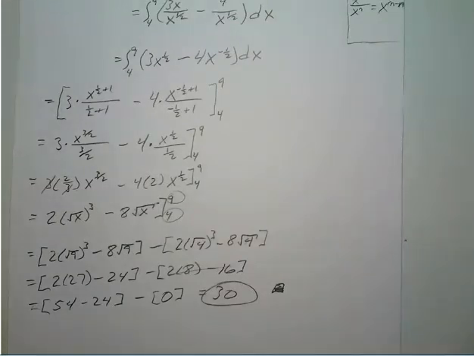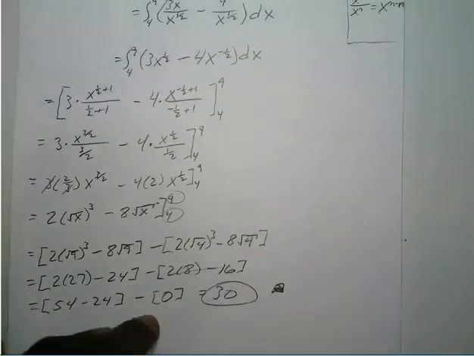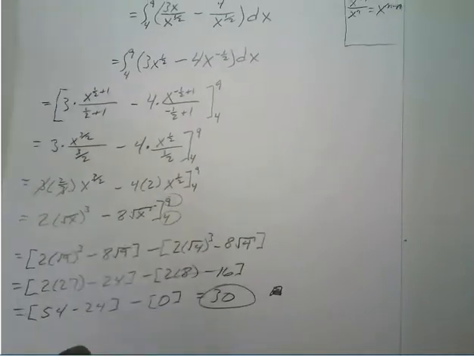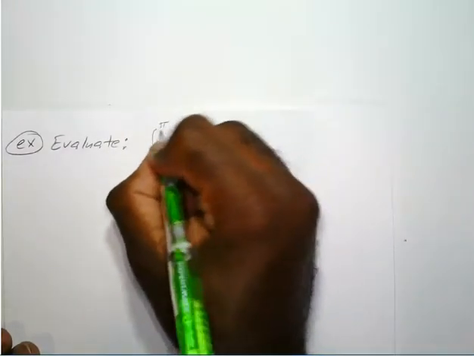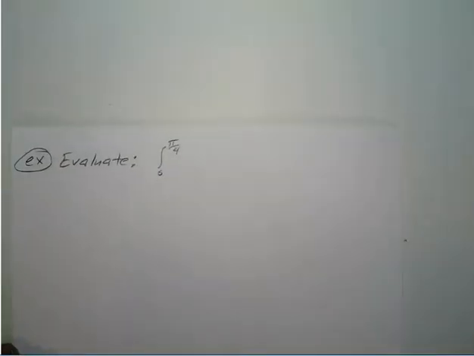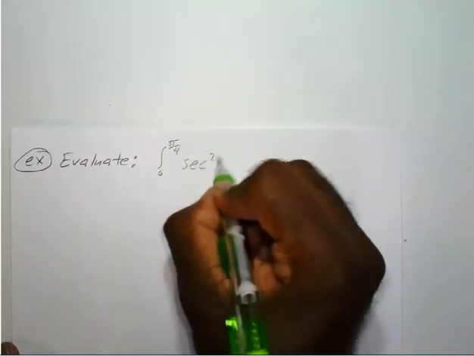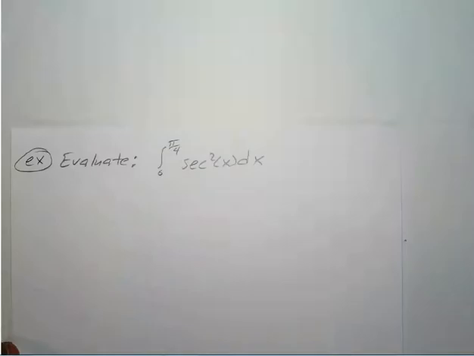All right. So if you are still writing, feel free to press pause, but we're going to go ahead and move on to our next example. All right, so let's say, for example, we want to evaluate the integral from 0 to pi over 4 of secant squared x with respect to x.